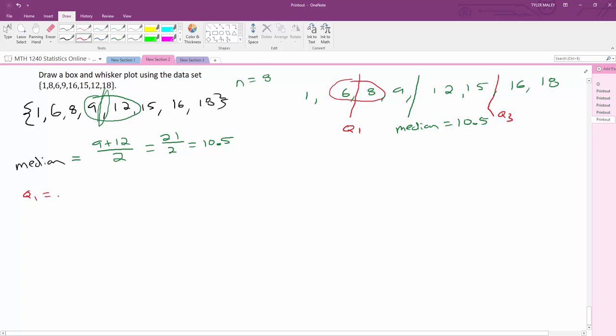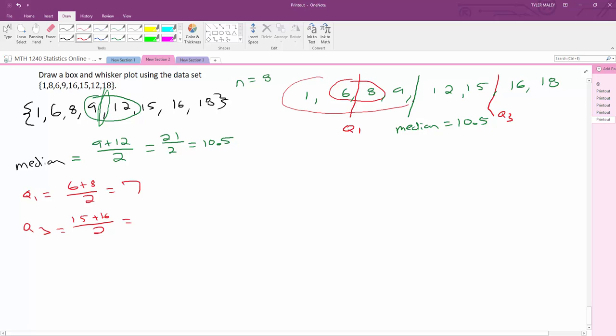So Q1 equals 6 plus 8 divided by 2, which is 7, and Q3 would be the average of 15 and 16. Right, because I want to find what's right in the middle of those. And again, we're finding what's in the middle because I don't have a middle value, right?